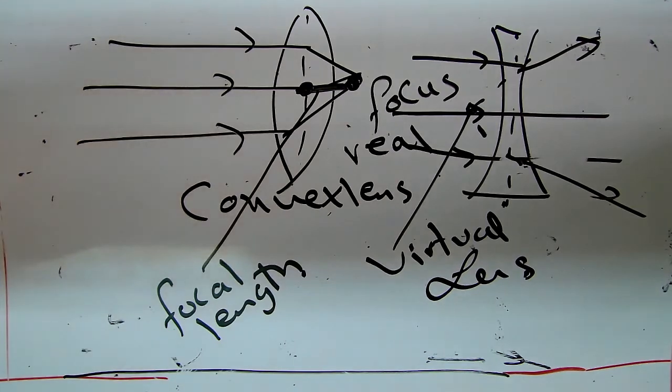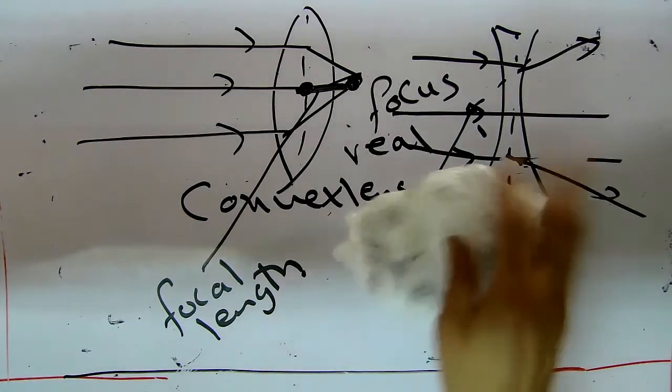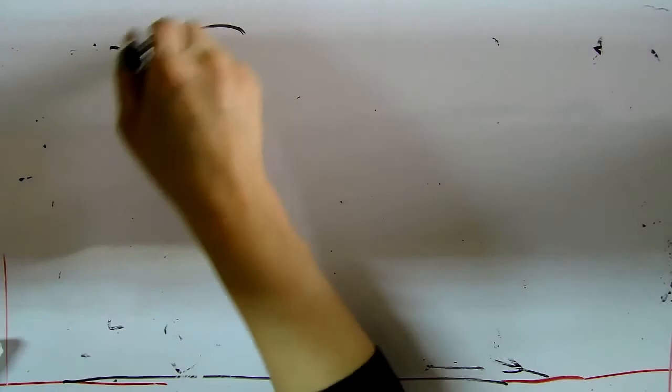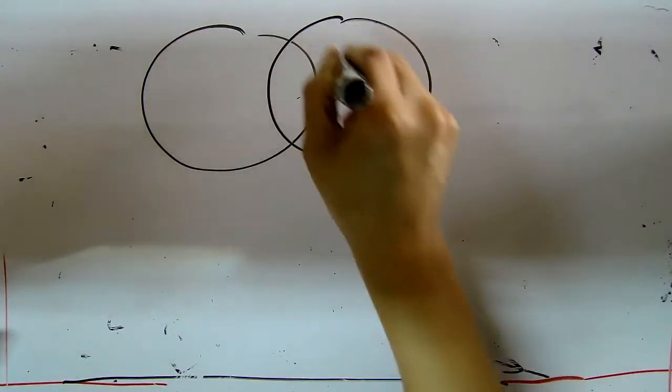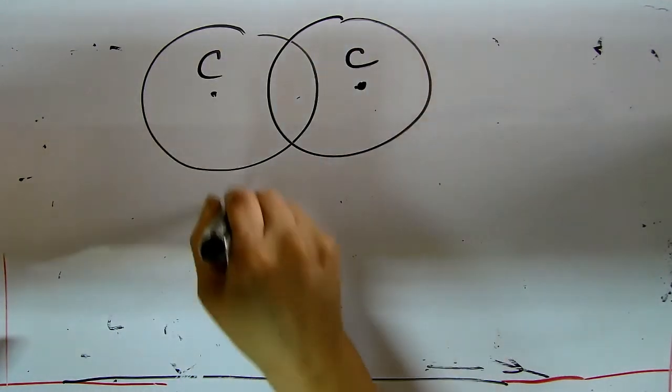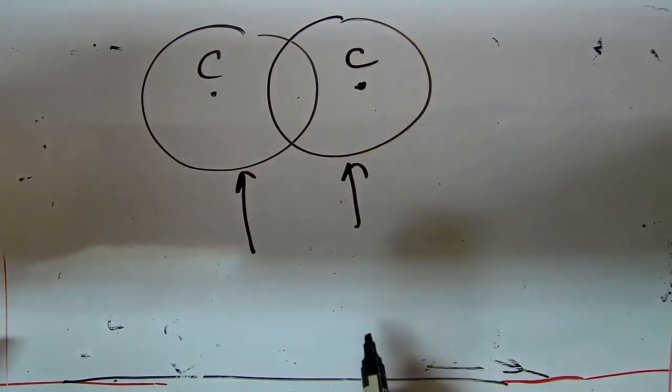Give reason: the lens has two centers of curvature because the lens consists of two spherical surfaces.